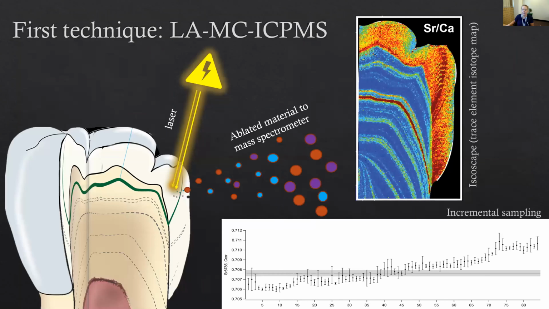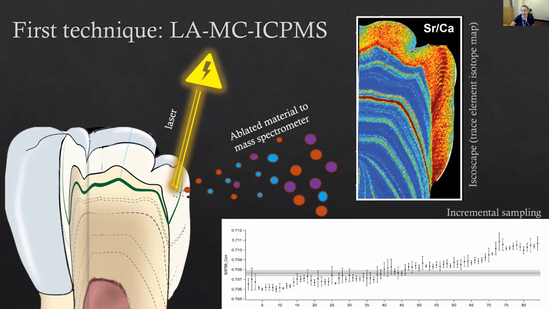The first technique, as I mentioned, is laser ablation. This is coupled to a multi-collector inductively coupled plasma mass spectrometer, or a quadrupole. The laser will ablate the enamel and it will then be sent first to the quadrupole for trace element analysis and then to the multi-collector for isotope ratio analysis. This will give you two different types of data.